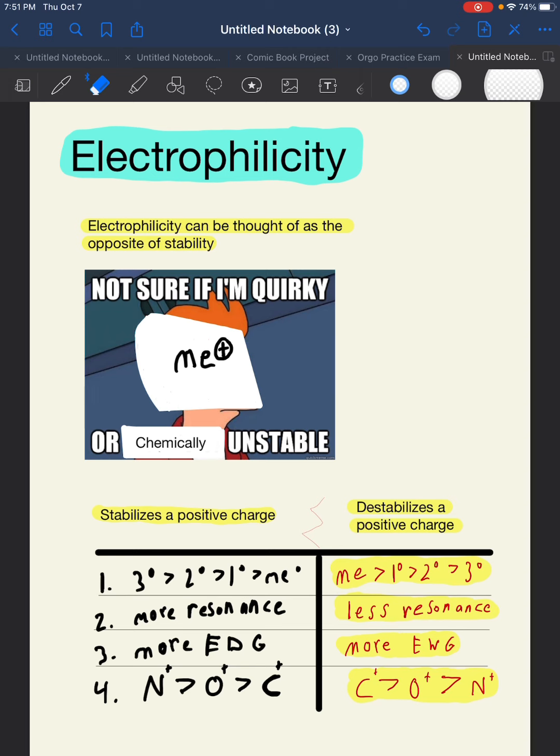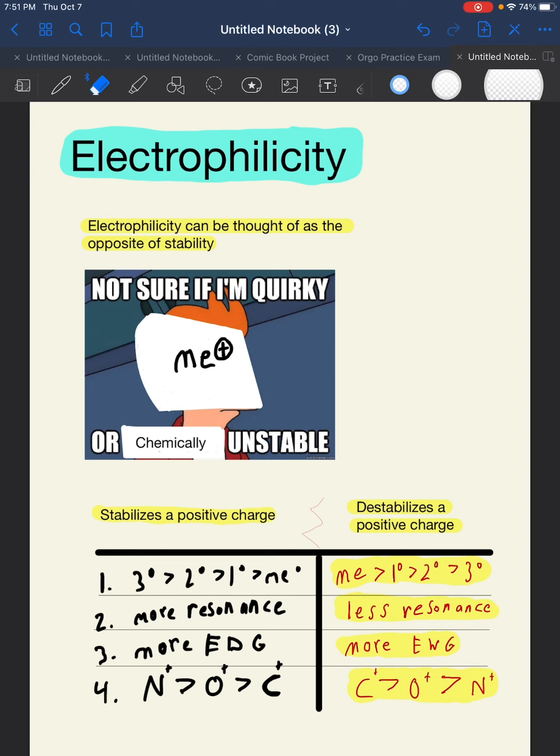Well, the best way to figure out what the most electrophilic portion of a molecule is, or what the most electrophilic molecule is, is to think of electrophilicity as the opposite of stability. Now, what do I mean by that? Well, something that's more stable is less likely to be reactive. If it's less likely to be reactive, it's less electrophilic. Something that's less stable is more likely to be reactive. If it's more reactive, it's more likely to be the better electrophile.